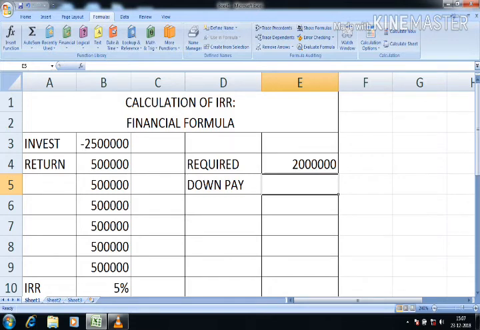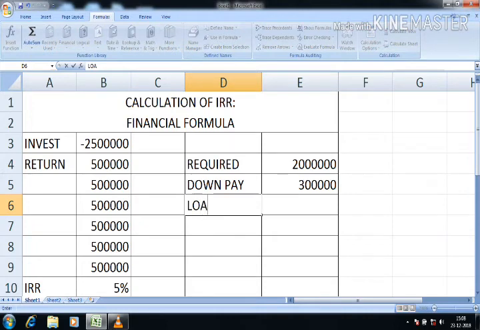10% or 15%. Say how to calculate that. There I have to calculate equal to 15% multiplied by the cell of required value. It gives you the down payment amount.